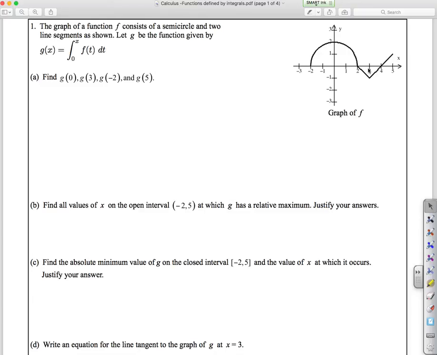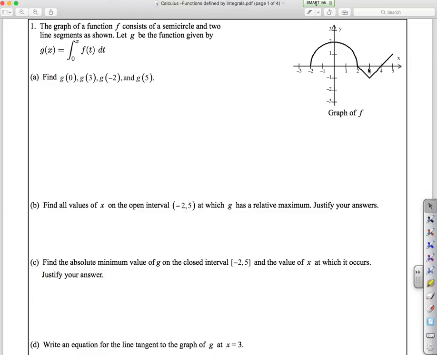Alright, so it says the graph of function f consists of a semicircle and 2 line segments as shown. Let g be the function defined by g of x equals the integral from 0 to x of f of t. So, what is the relationship between f of t and g of x? What did you say? I don't know how to describe it.